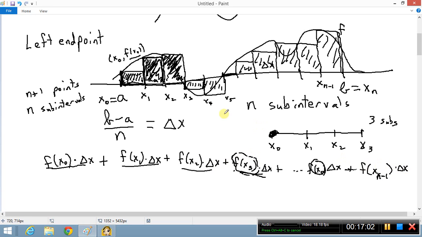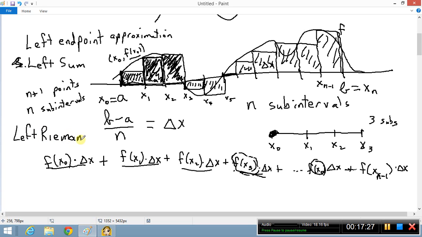So this is what we call the left endpoint approximation, or a shorter way of saying this is the left sum, or sometimes called the left Riemann sum. Riemann is spelled R-I-E-M-A-N-N, named after a famous mathematician, the left Riemann sum. And it's called the left Riemann sum because we use left endpoints at each subinterval.